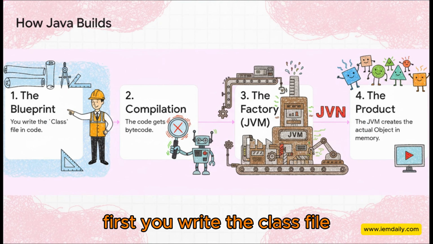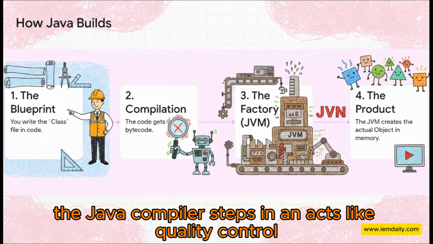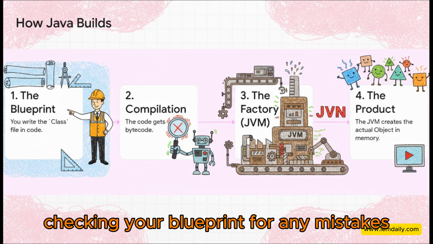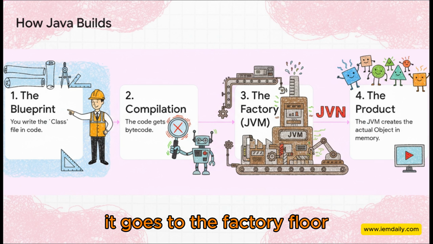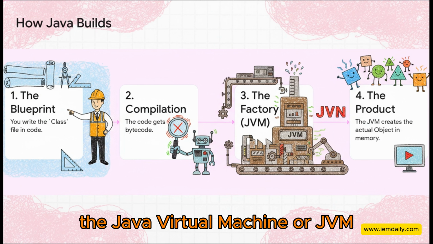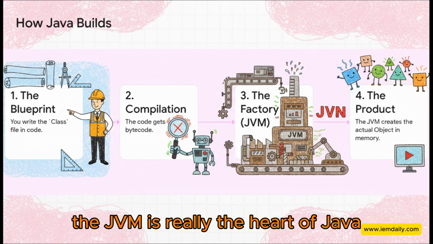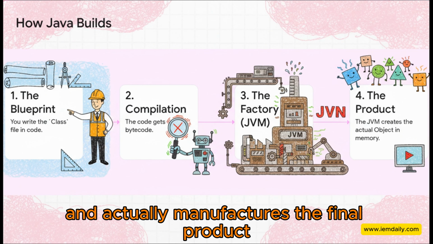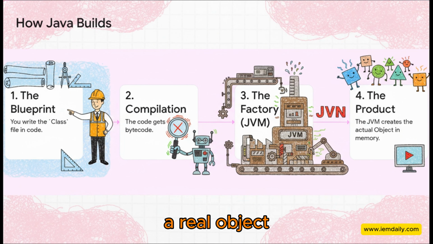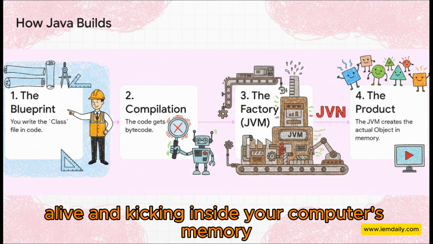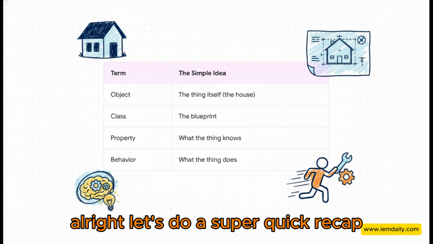First, you write the class file. That's your blueprint. Then the Java compiler steps in and acts like quality control, checking your blueprint for any mistakes. Once it gets the green light, it goes to the factory floor, the Java Virtual Machine, or JVM. The JVM is really the heart of Java. It reads your compiled blueprint and actually manufactures the final product, a real object alive and kicking inside your computer's memory.